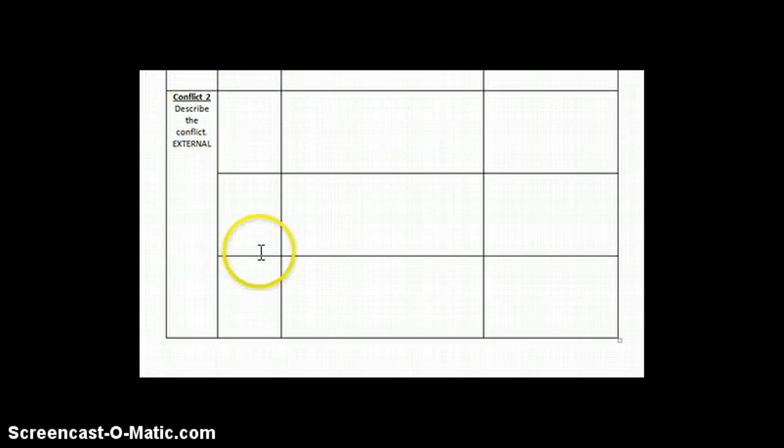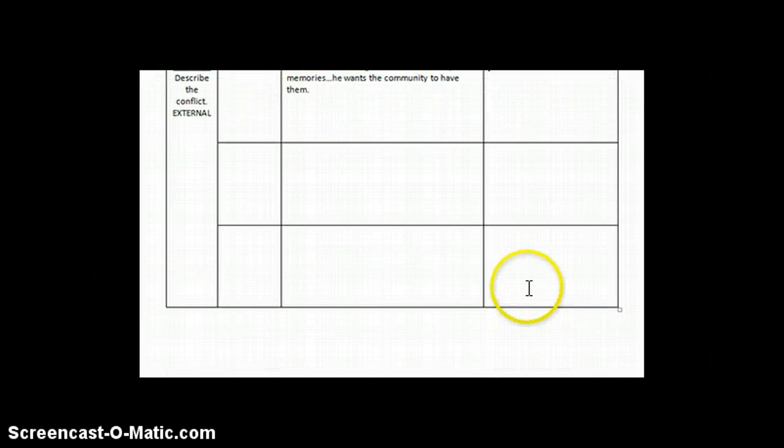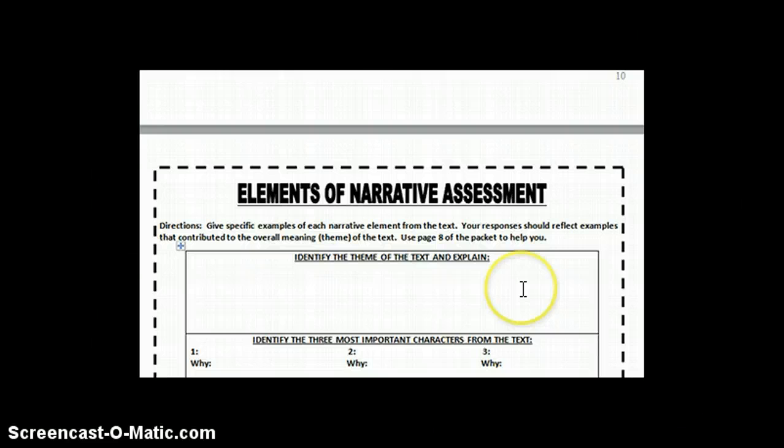For external, remember, we talked about how Jonas wants to change the fact that he has to keep the memories. He wants the community to have them. I believe that's in chapter 14. Why does he want the community to have them? That's what you would put here. Or do you think he will try to change that? How do you think he will change that? Any of those things. Okay, so I've given you, again, a couple examples here, but you can finish that page out by yourself. Now the last page here.